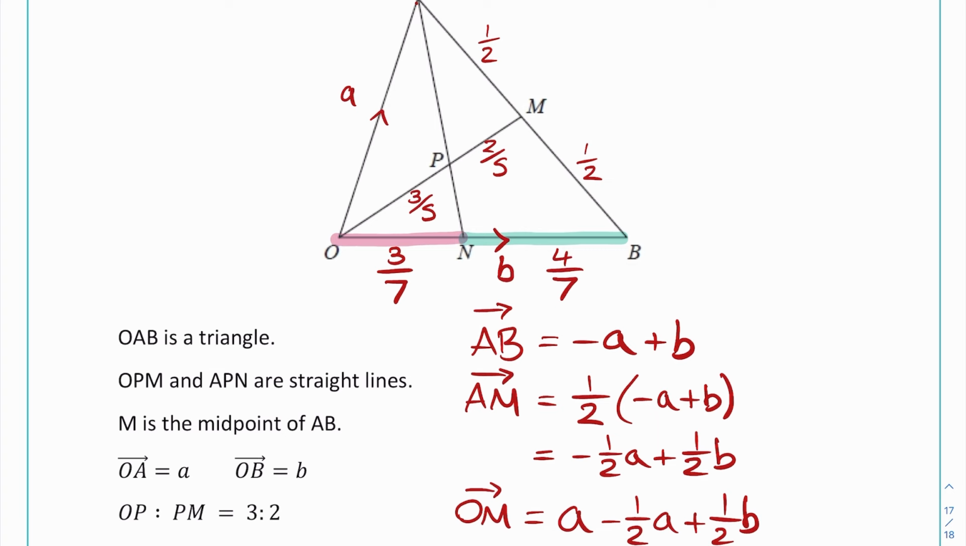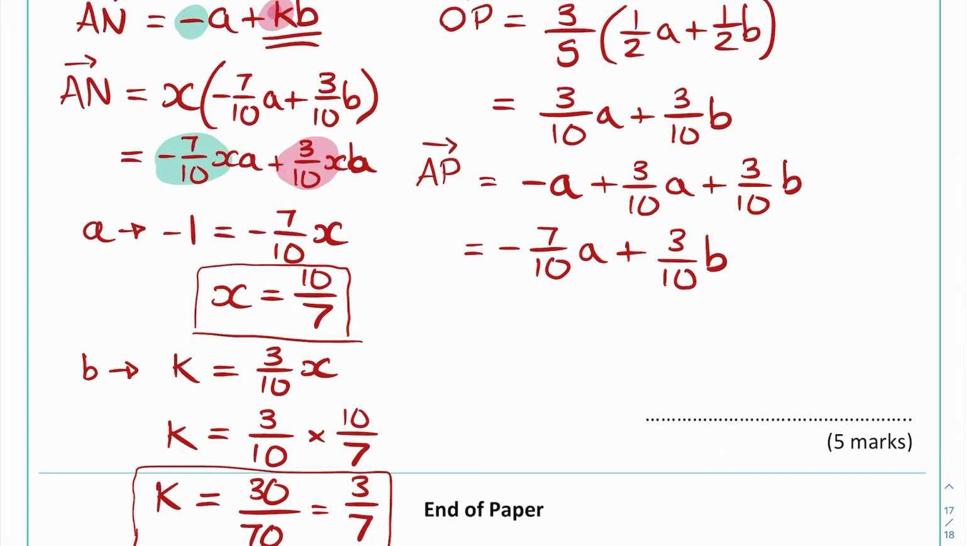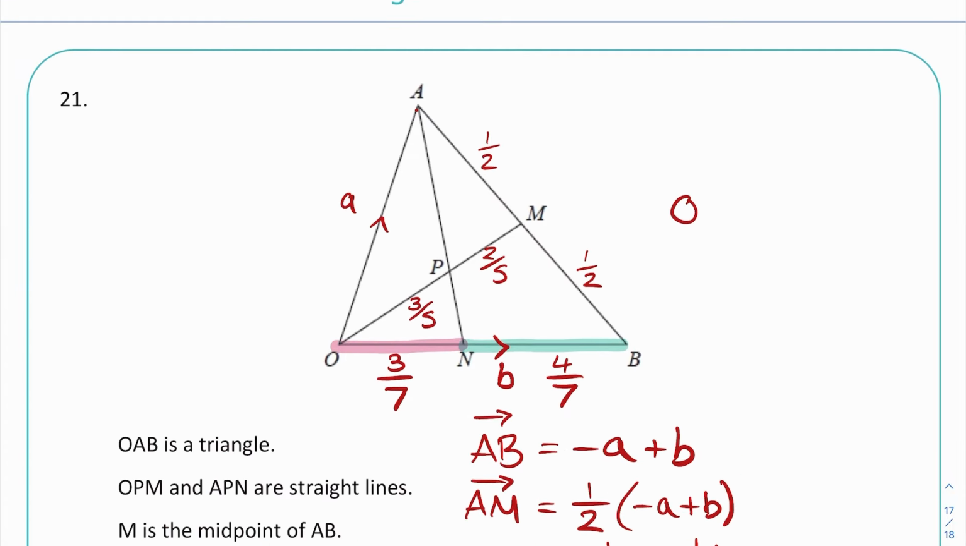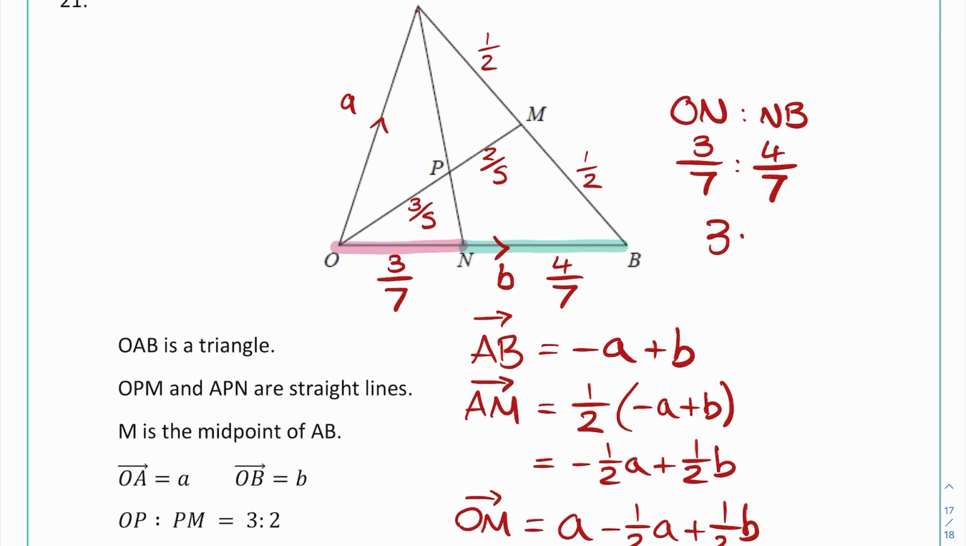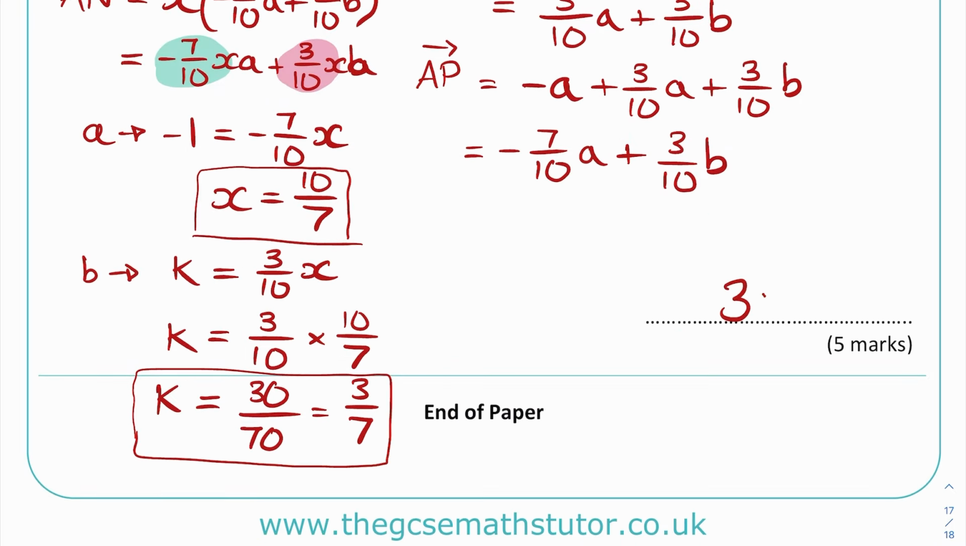So in terms of what we needed to do, we have actually found what we needed in terms of the ratio. We know that O to N and N to B, if we write this up here, O to N is 3/7 and N to B is 4/7. And if we times both of those by 7, we get the ratio 3:4. And that would be our final answer. So there we go. That there is the ratio 3:4, and that is our final question and the end of the paper. And that was some vectors with ratios.